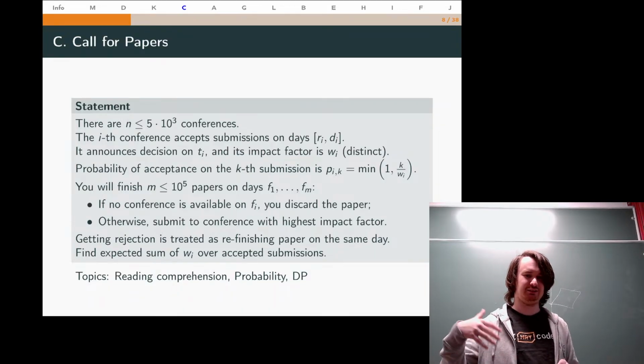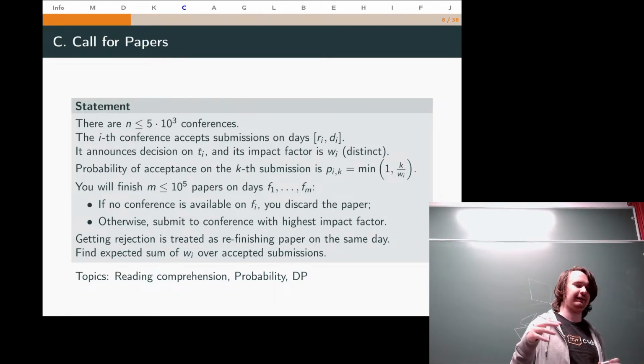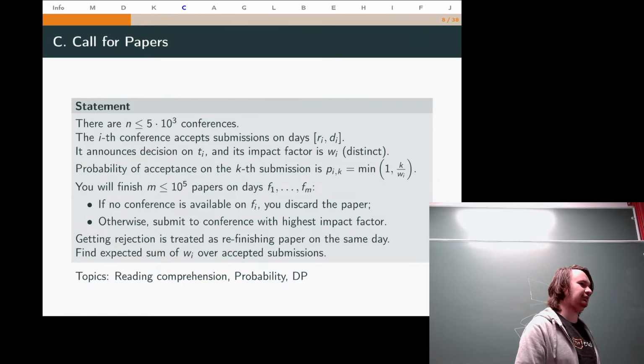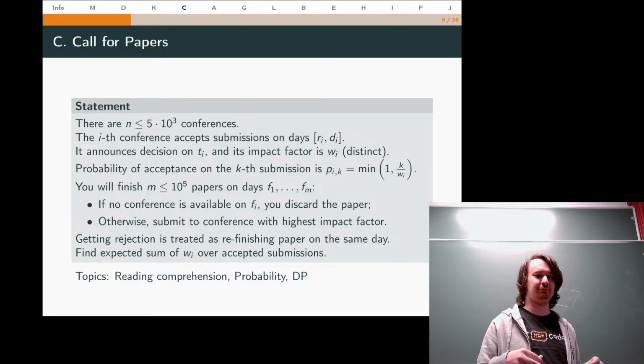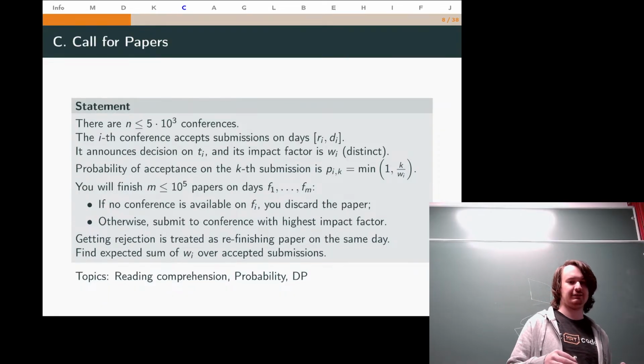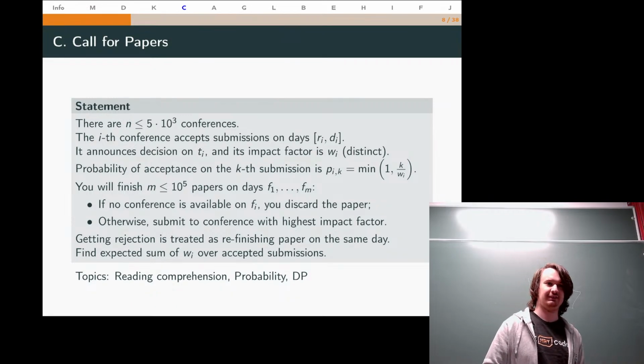So we submit the paper to the conference, and after that we wait for the conference to decide on whether it accepts this paper or rejects it. Now, when we have a decision, if the conference accepts this paper, we are happy about it, and we add the impact factor of the conference to our score. And if the conference rejects the paper, then we of course try to submit it to some other conference using the same algorithm that we used when we just finished the paper.